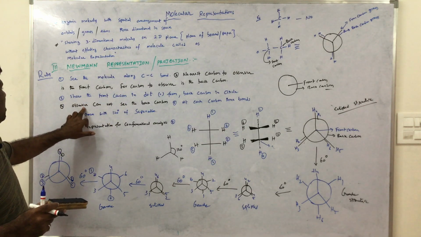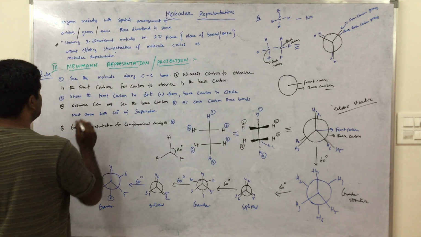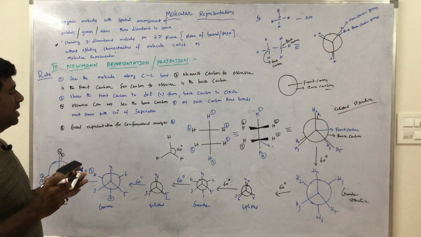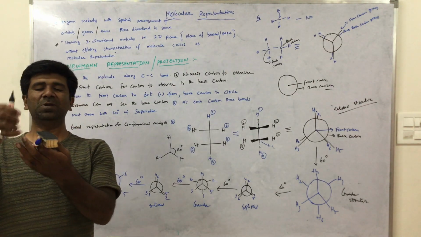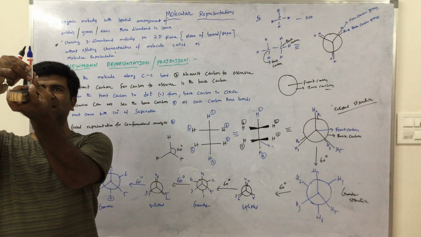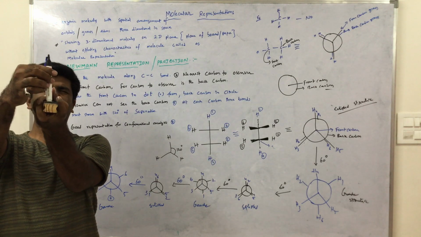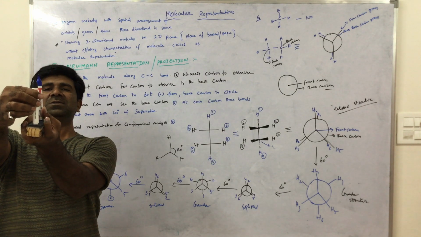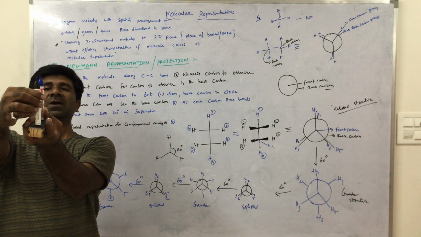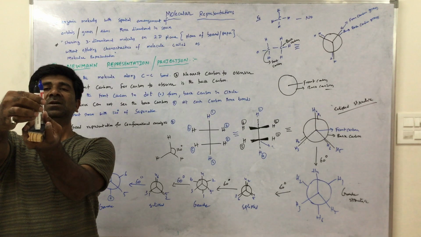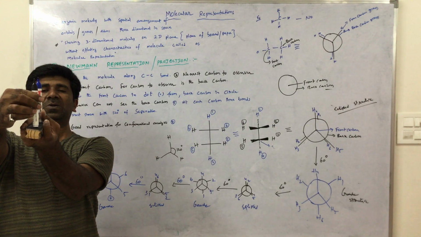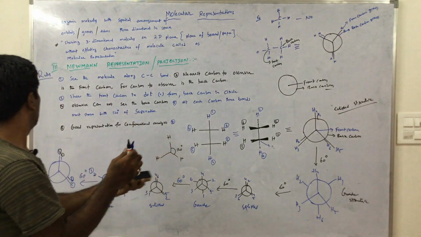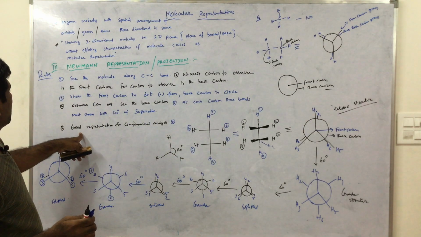The observer cannot see the back carbon. For example, exactly this is my eye, this is the front carbon, this is the back carbon. I cannot see the back carbon clearly, because the front carbon is nearer to the observer. The observer cannot see the back carbon.